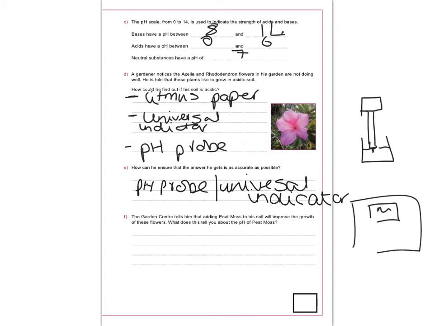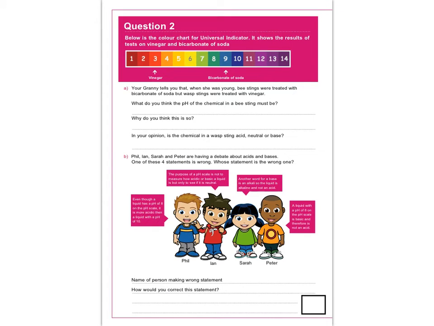The garden centre tells him that adding peat moss to his soil will improve the growth of these flowers. What does this tell you about the pH of the peat moss? It tells us that the peat moss is basic, or that the pH is between 8 and 14. Okay, so for this question, guys, it's really important to bear in mind that your pH scale that you're going to need is at the very top.